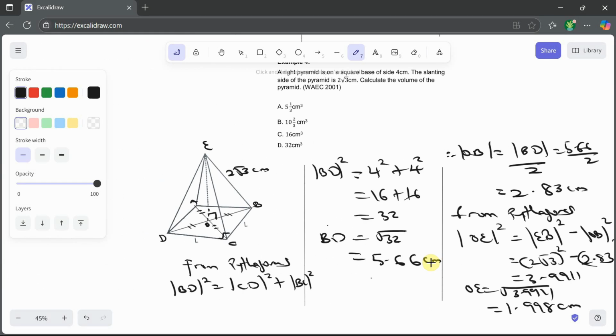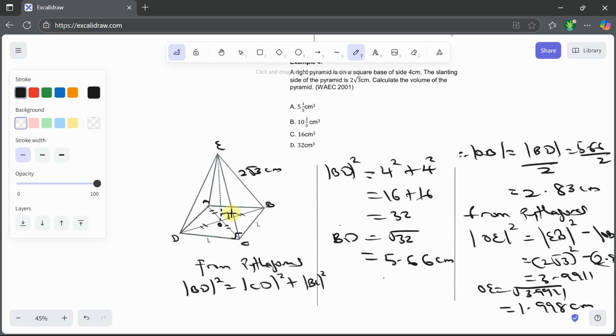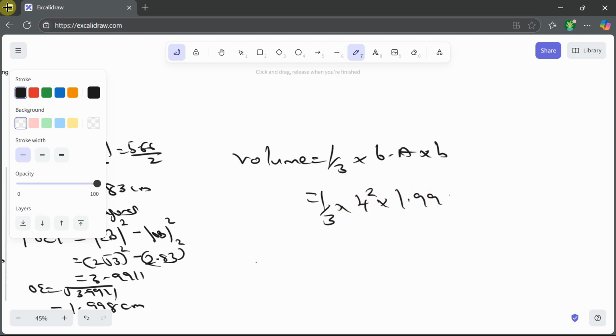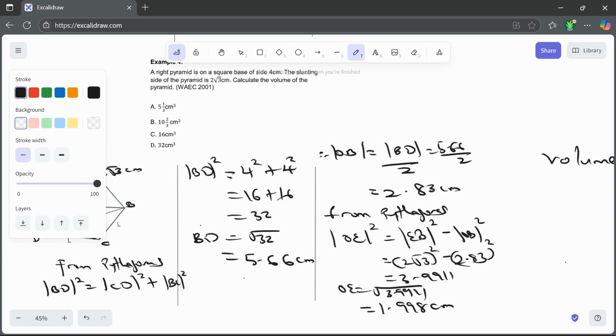So to find the volume, you have to look at the objects, right? Whenever I see this object, always remember 1/3. So the volume is equal to 1/3 of the base area multiplied by the height. The base is a square, so that is L squared, which is 4 squared, times 1.998. So that's 16 times 1.998 divided by 3. So that's 10.656 centimeter cube.